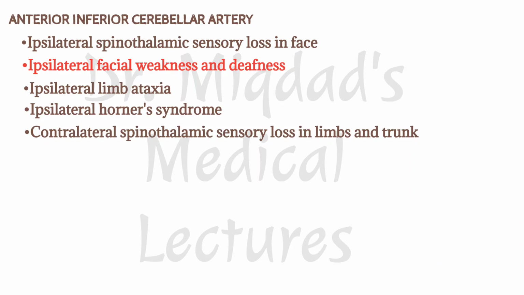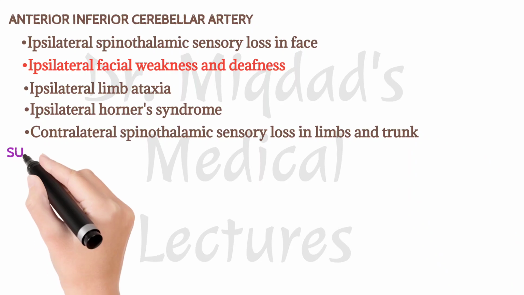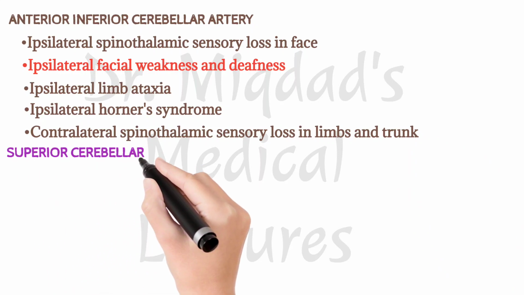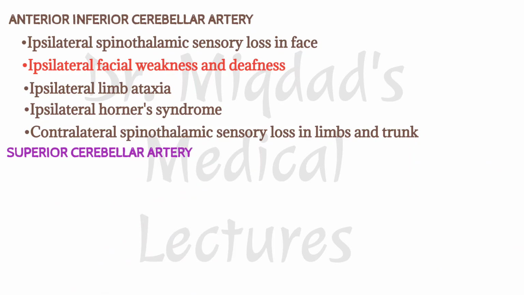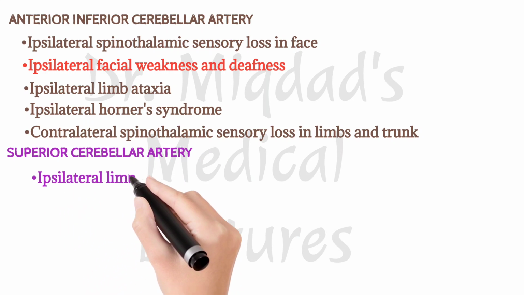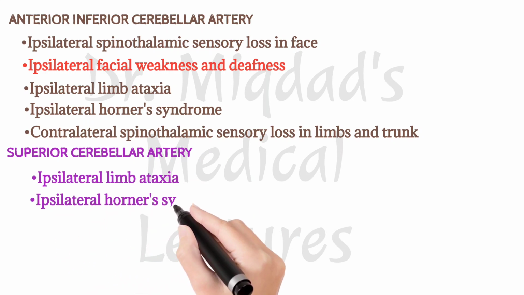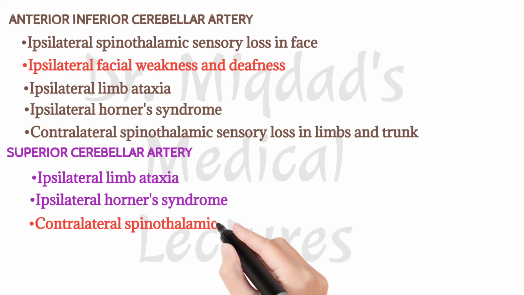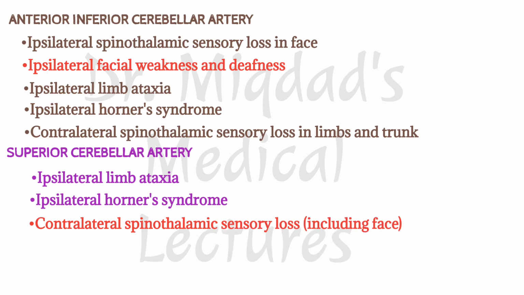Now coming to the superior cerebellar artery, the person will develop ipsilateral limb ataxia, ipsilateral Horner syndrome, and contralateral spinothalamic sensory loss in limbs, trunk as well as face. So here also the only important point to remember is contralateral spinothalamic sensory loss in the face along with limbs and trunk.